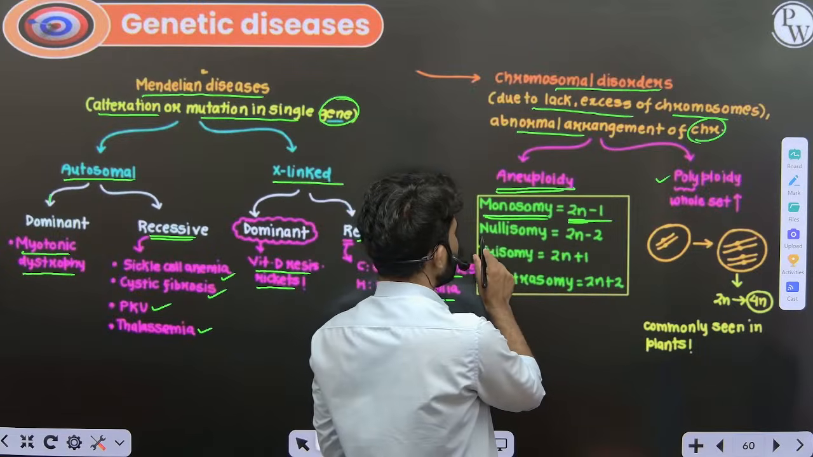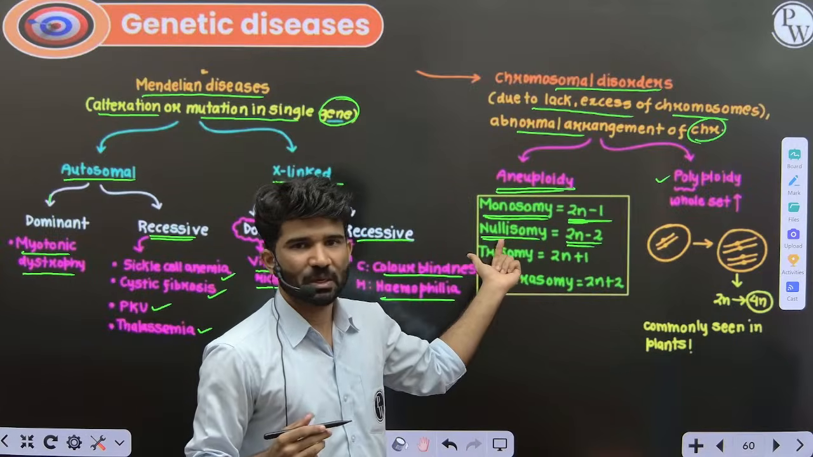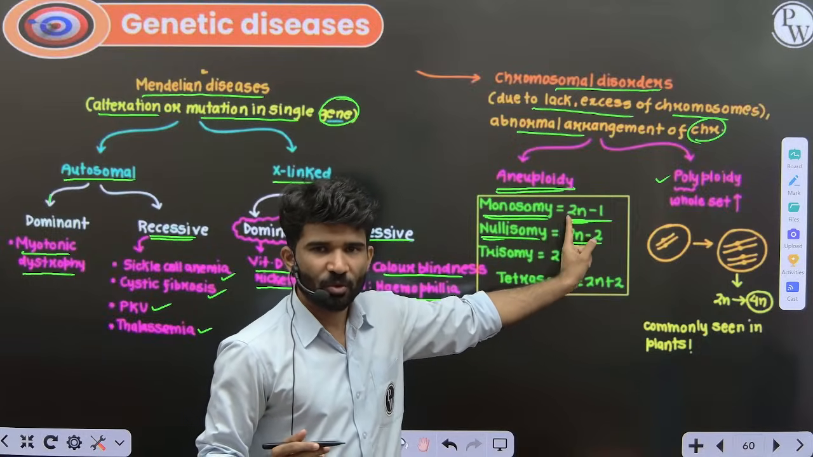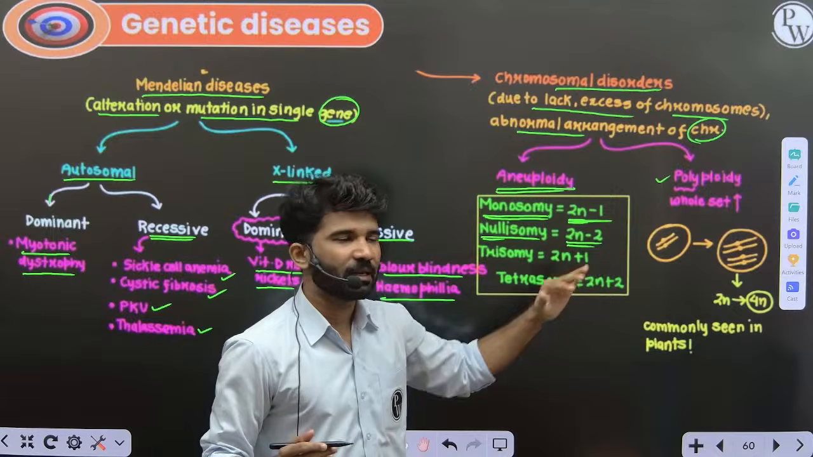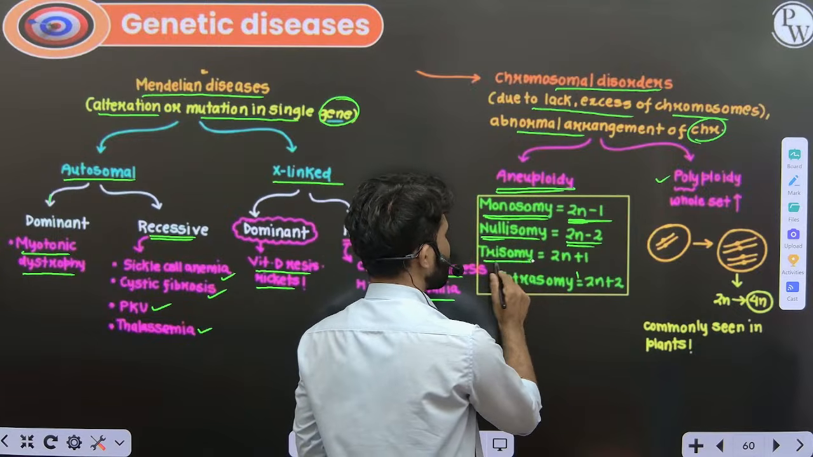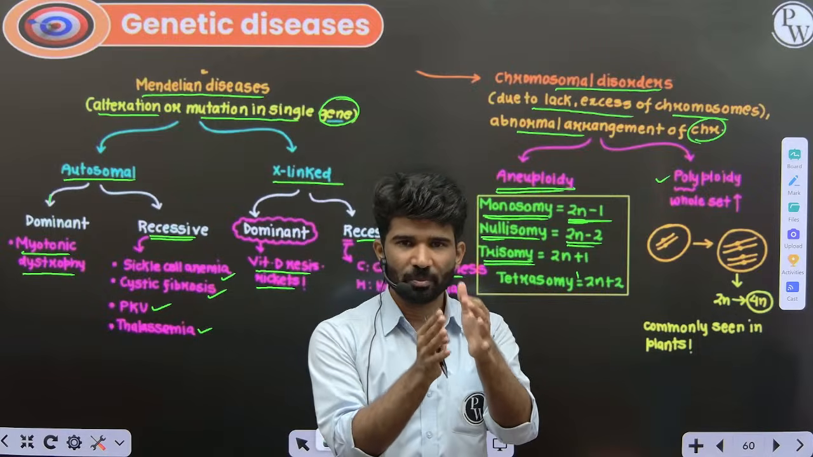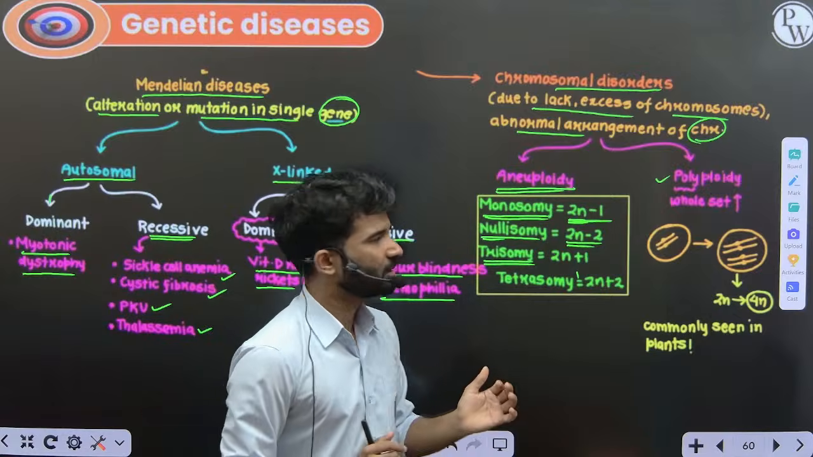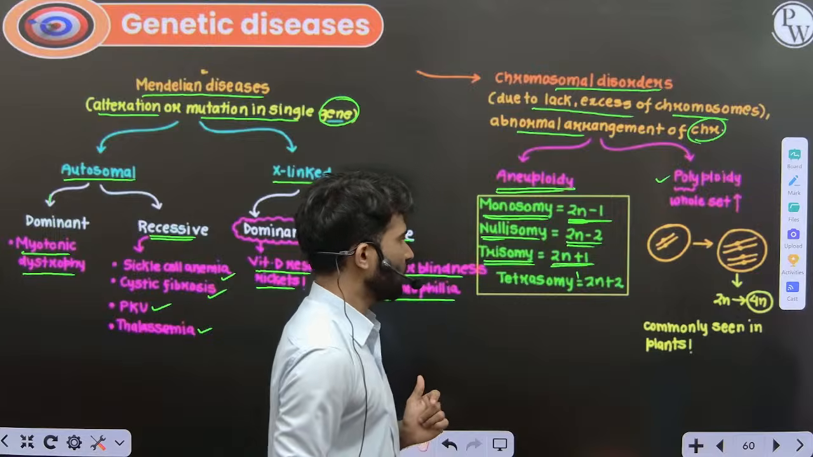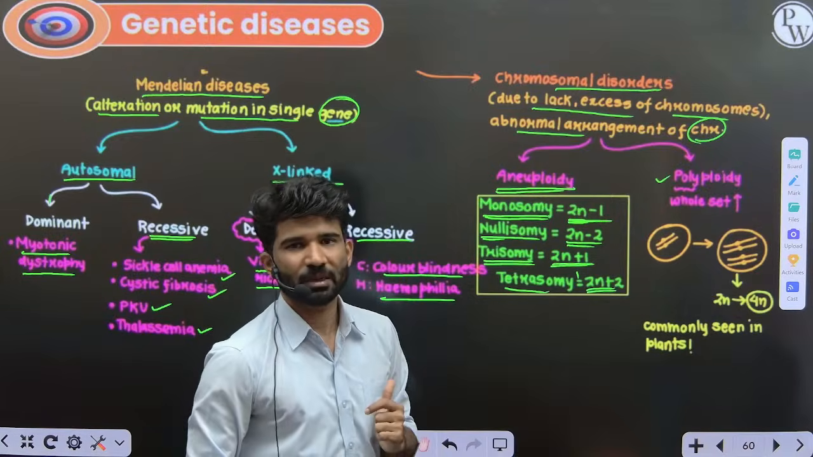Another one is nullisomy. One pair of chromosomes is less here, so that's why it is called nullisomy. That is 2n minus 2: from a diploid set of chromosomes, one pair of chromosomes has been removed. Trisomy: tri means 3. Instead of 2 chromosomes in one pair, 3 chromosomes will appear. That is trisomy, indicated by 2n plus 1. Tetrasomy: 4 chromosomes will appear, that is 2n plus 2.